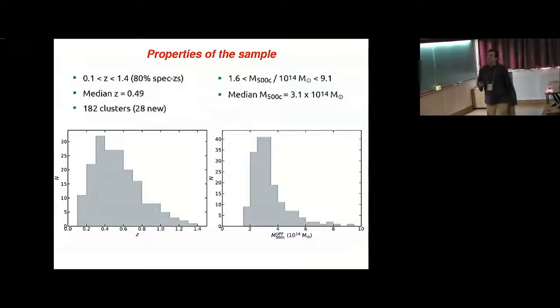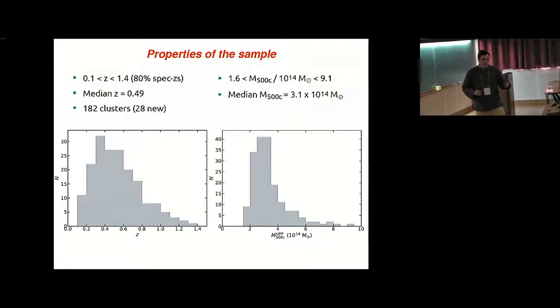So this is what the sample looks like. As I said, the median redshift is about 0.49. We've got 182 clusters, only about 28 of those turn out to be new discoveries. And on the right here, I've got the mass distribution for the sample. In this case, the mass calibration we're using, our baseline fiducial mass model, is this universal pressure profile model, which is used by Planck also. And yeah, so that's what's plotted here.